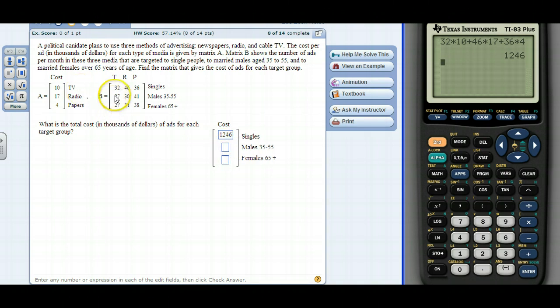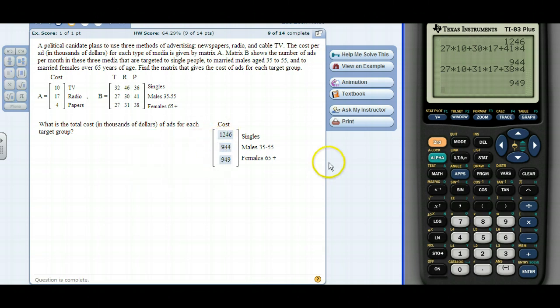Same thing I can do for males. 27 times 10, plus 30 times 17, plus 41 times 4. Alright, 944. And the same thing on the bottom, and there I get 949. So there's my answer.